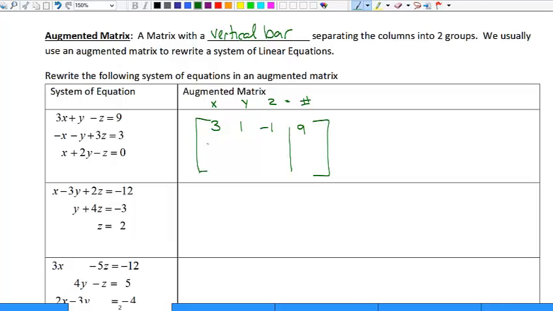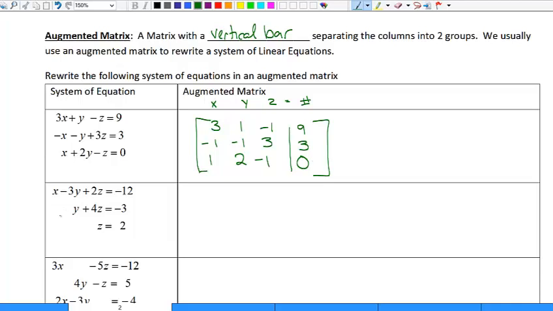On the next one, the coefficient of x is -1, the coefficient of y is -1, the coefficient of z is 3, and the number is 3 on the other side. Then we have 1, 2, -1, and 0. Notice I have all of the information, the x, the y, the z, the equals, and the number, just a little bit more condensed without all the variables. If I keep everything organized in my columns, then I will always know what is x, y, and z without having to do as much writing. This is really going to help us when we're trying to solve later.